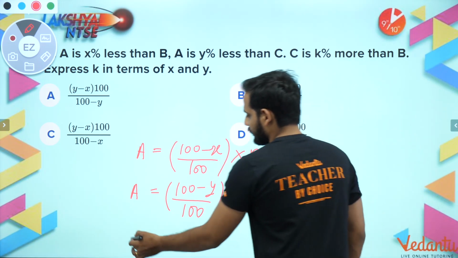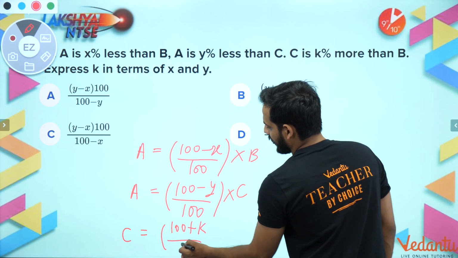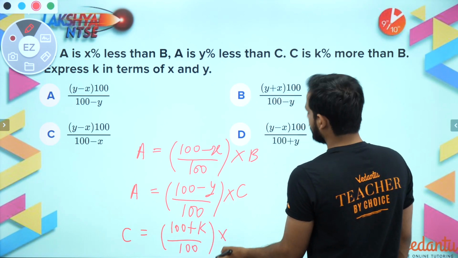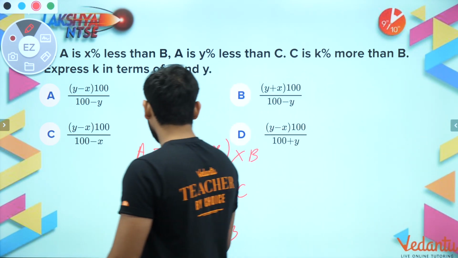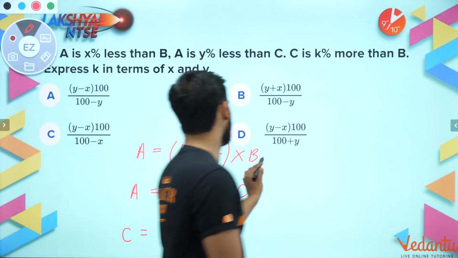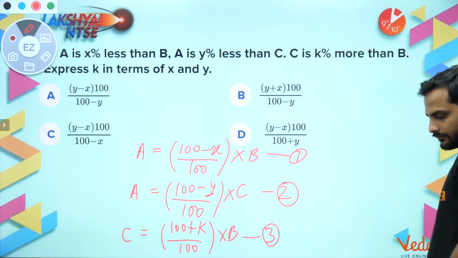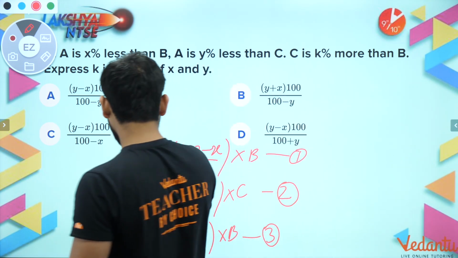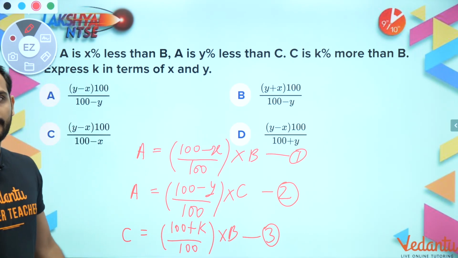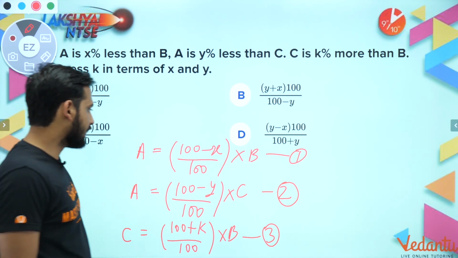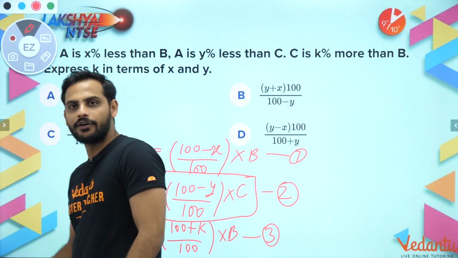And then they are saying C is K percentage more, more means 100 plus K by 100 of B. So here you have got the equations. Now let us say this is your equation 1, equation 2, equation 3. You want to get rid of A, B and C, and you only want the equation in the form of x, y and k. Now see clearly. In the second equation, look carefully, you want to get rid of A and C.